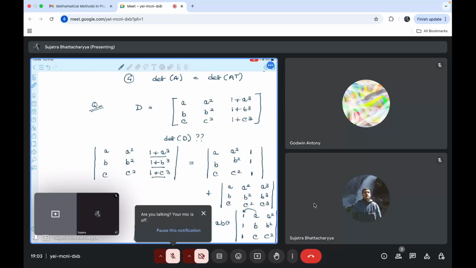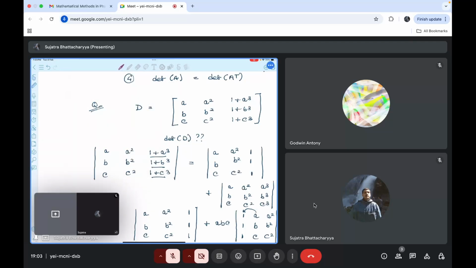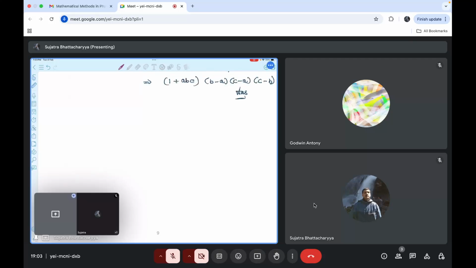We can calculate the rank of the matrix using the determinant. How we can calculate the rank of the matrix using determinant is what the next part we will be focusing on. So, rank of the matrix using determinants. This is another way of calculating rank.